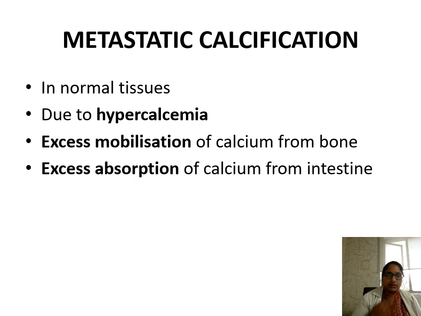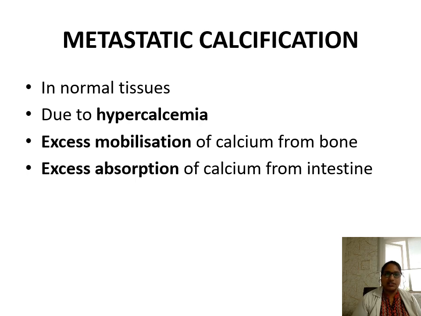So next comes metastatic calcification. Dystrophic calcification, as the term itself tells, occurs in dead and degenerating tissues, whereas metastatic calcification occurs in normal tissues, and here it is due to hypercalcemia. That is, it is due to excess mobilization of calcium from the bone or excess absorption of calcium from the intestine. So the calcium metabolism is abnormal and the serum calcium levels are high, whereas in dystrophic calcification, the calcium metabolism and the serum calcium levels are normal.